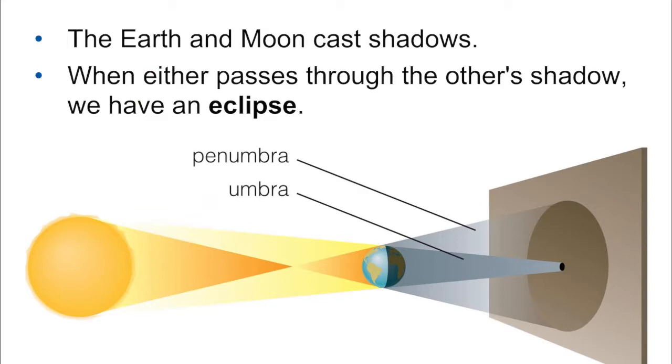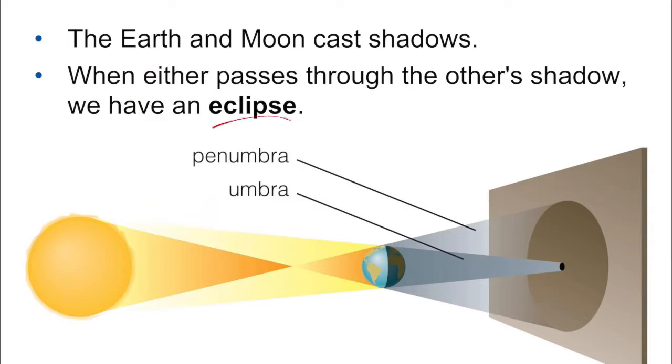something you want to study, let's get on to the other big thing about the moon. And that's the idea of eclipses. All right? So the Earth and the moon cast shadows. When either passes through the other's shadow, we have an eclipse. Okay? So that means there are two types of eclipses. Let me rephrase that. When Earth passes through the moon's shadow, and when the moon passes through Earth's shadow.